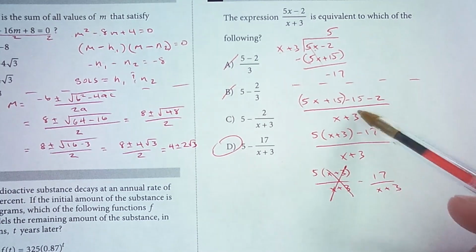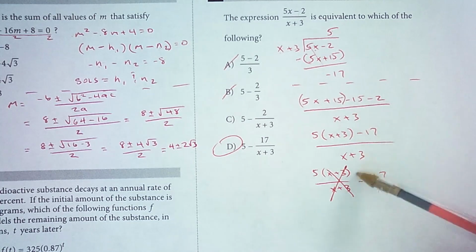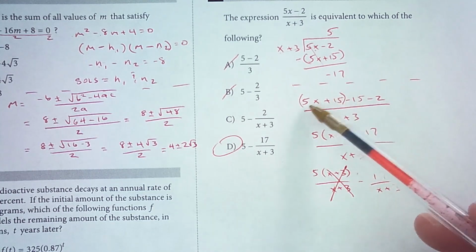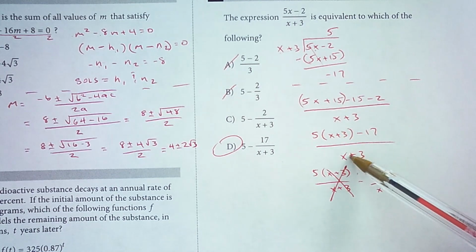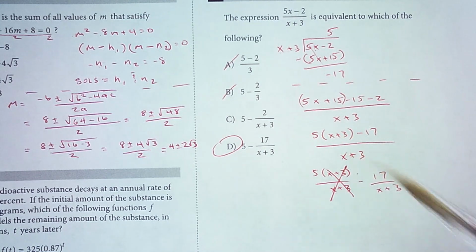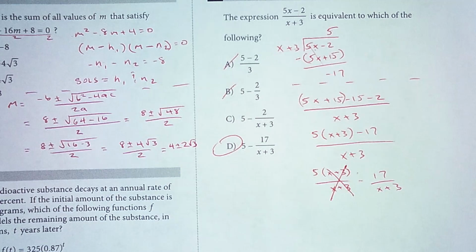So this method might be a little bit easier if you can look ahead and see how you can adjust this so that you can factor and cancel out that x plus 3. So for number 15, we are choosing option D.